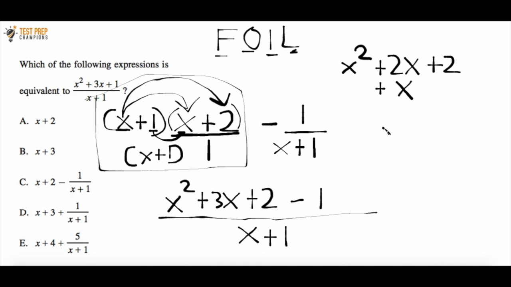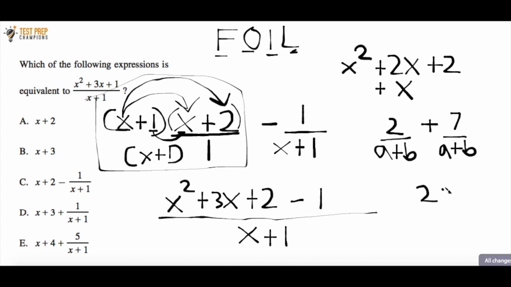Okay, so let me show you what I mean right here. If I've got a question like this, I'm going to use simple numbers. I've got 2 over a plus b, plus another fraction, say 7 over a plus b. This is the same as 2 plus 7 over just a plus b. So this is a general math rule that is very important here. And if you're wondering why I have 3x, it's because 2x plus 1x is 3x.